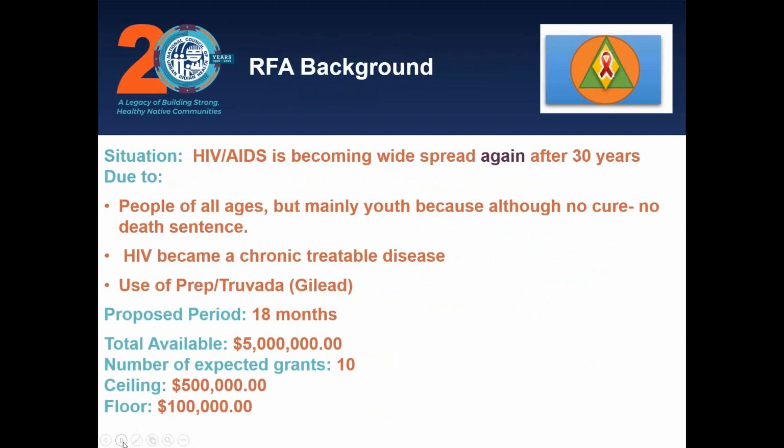So the proposed period that this RFA has is 18 months. That's 1 year and a half. The total available that you will see in the RFA usually refers to the total amount that the agency has put out there for all of the grants. That would be $5 million. And then there are a number of expected grants that would be 10. The ceiling would be 500,000, meaning that would be the maximum that you can request for a grant. The floor, which is the minimum that you could request for the grant, would be $100,000. Again, this RFA is fictional, and I thought it would be interesting if we start this way. Next one, please.